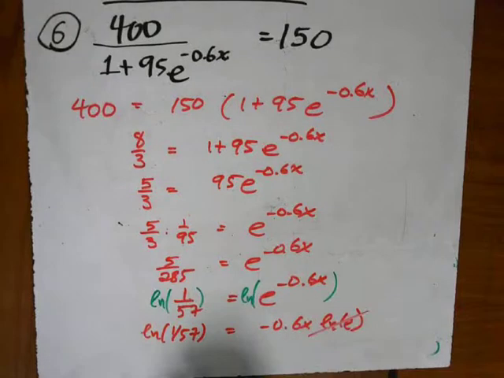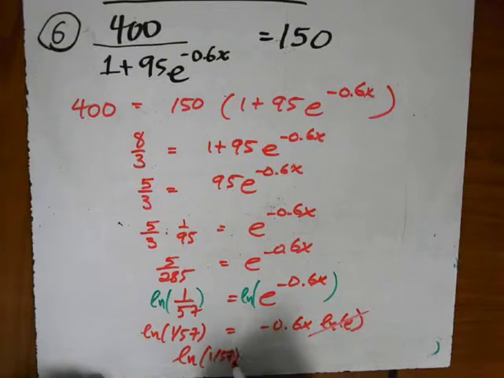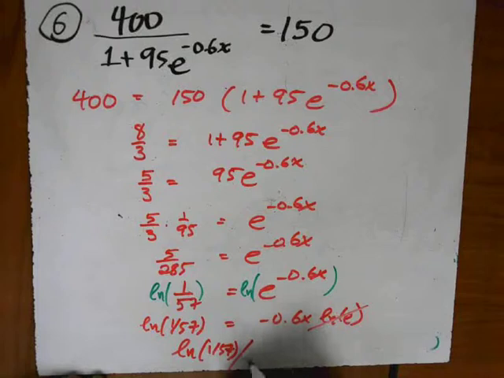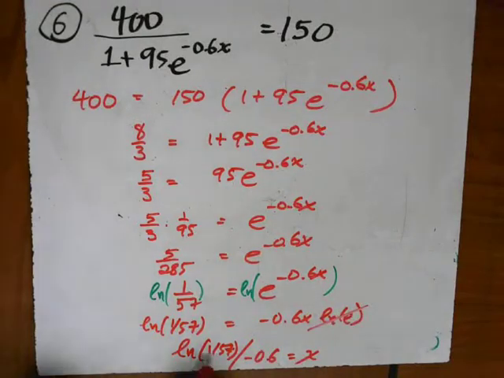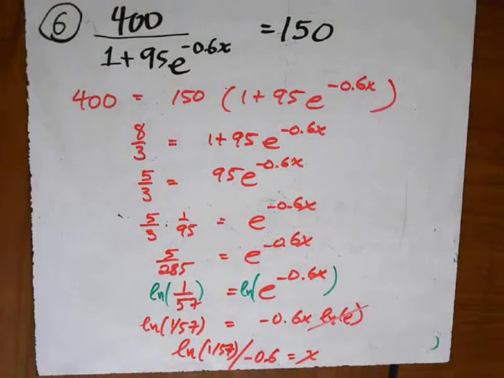And lastly, I get natural log of 1 over 57, and that entire expression divided by negative 0.6 will be equal to x. Okay? And so this statement here is what I'm going to type into my calculator. And I've waited as long as I possibly can to use the calculator so I don't get any rounding errors. Again, if you round too many times, you're going to get a result that's off and it's not precise.